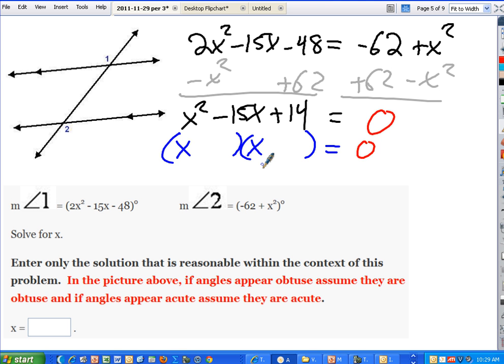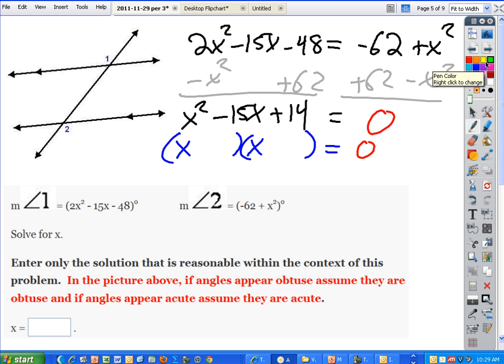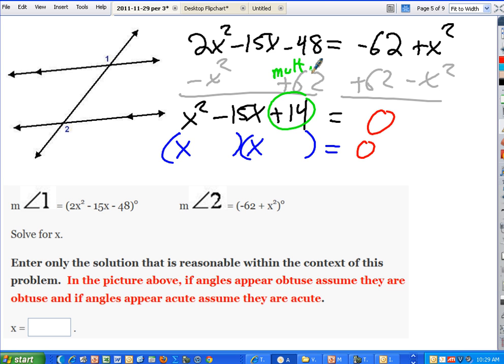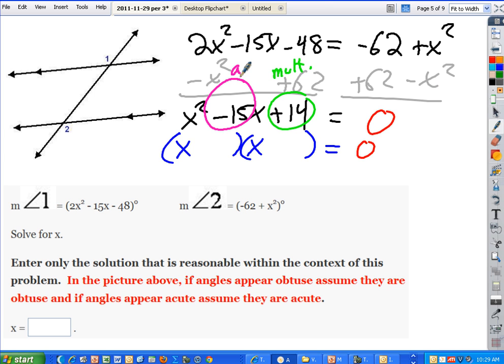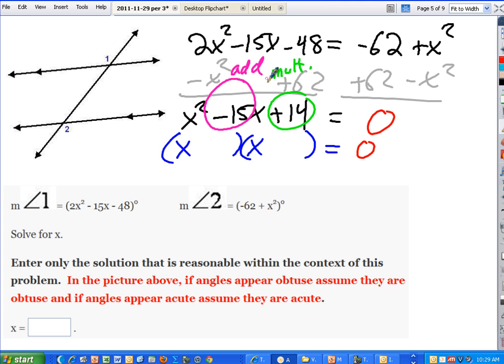They multiply, the 2 numbers have to multiply to what up here? 14. Good. So they have to multiply to 14, and they have to add to what? Okay, good. They have to add to negative 15. So what are those numbers? What 2 numbers multiply to positive 14, but add to negative 15?